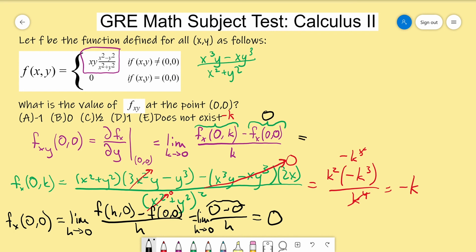So now I think we're ready to evaluate this expression. This is going to be the limit as k goes to 0 of negative k over k, which is just, this is always going to be negative 1 when k is not equal to 0, so the limit as k goes to 0 is negative 1, which is answer A.